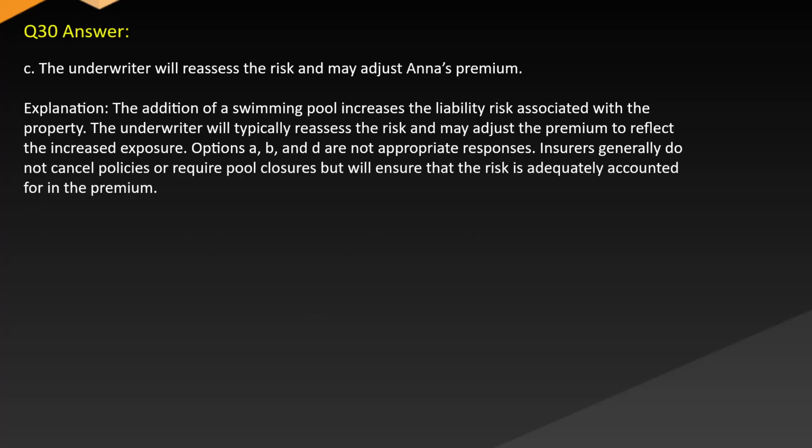Answer C. The underwriter will reassess the risk and may adjust Anna's premium. Explanation. The addition of a swimming pool increases the liability risk associated with the property. The underwriter will typically reassess the risk and may adjust the premium to reflect the increased exposure. Options A, B, and D are not appropriate responses. Insurers generally do not cancel policies or require pool closures, but will ensure that the risk is adequately accounted for in the premium.